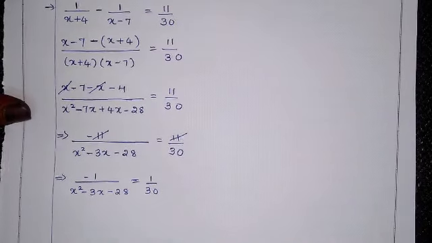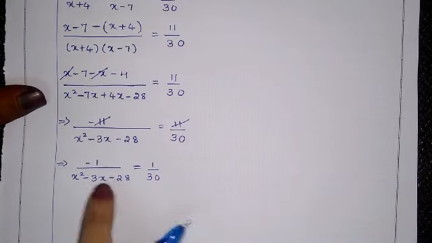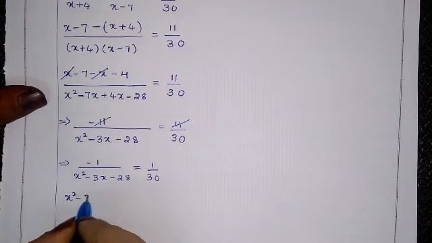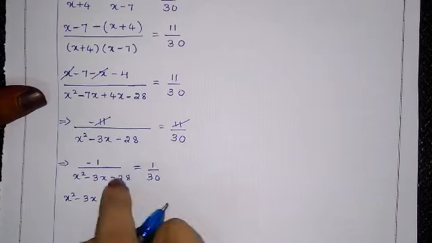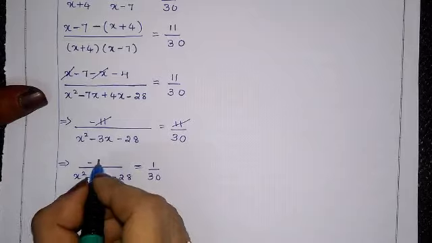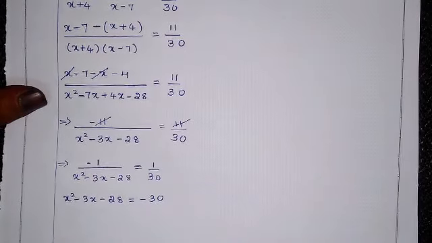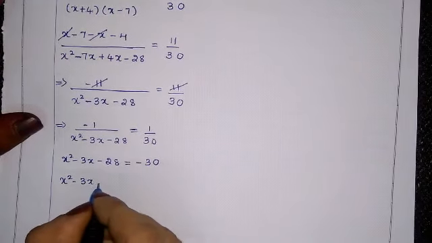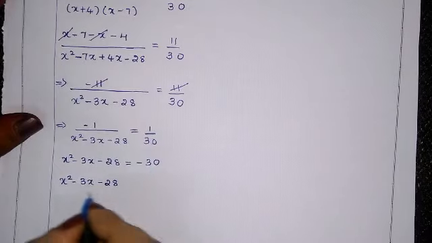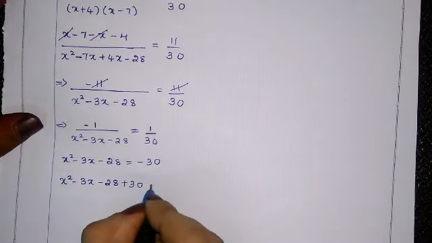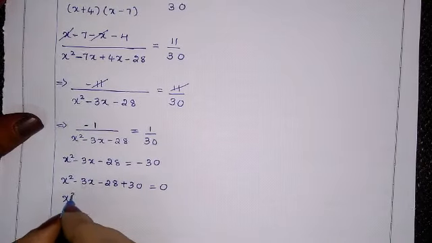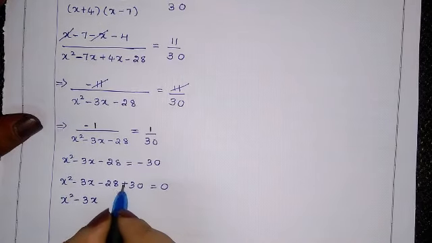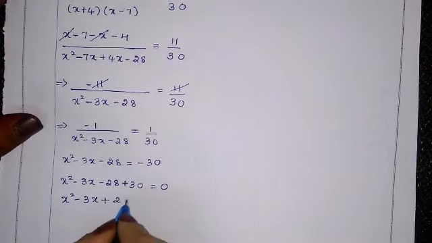Now let us cross multiply this. x squared minus 3x minus 28 into 1 is the same thing, equal to 30 into minus 1, which is minus 30. Now we will bring everything to one side. x squared minus 3x minus 28 minus 30, if we bring it here, plus 30 equal to 0. What do we get? x squared minus 3x, 30 minus 28 is nothing but 2, greater sign is plus, so plus 2 equal to 0.